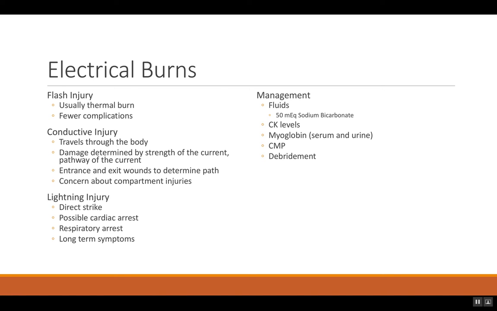Your CK levels are going to be looked at to determine the degree of muscle injury in the early phases. We just talked about your myoglobin; your serum and urine levels are indicators for the need for continued fluid resuscitation. So we want to get it down to reduce damage to the muscles and kidneys. CMP is going to give us an idea of our organ function with our BUN, creatinine, and our AST and ALT for our liver.